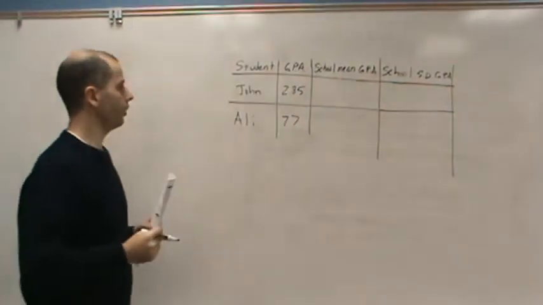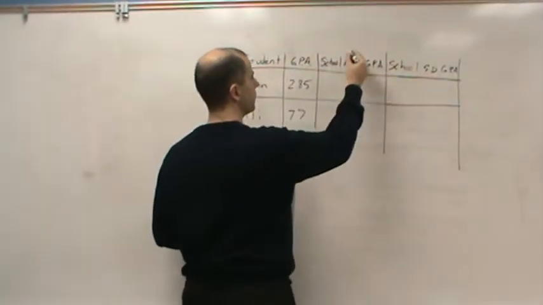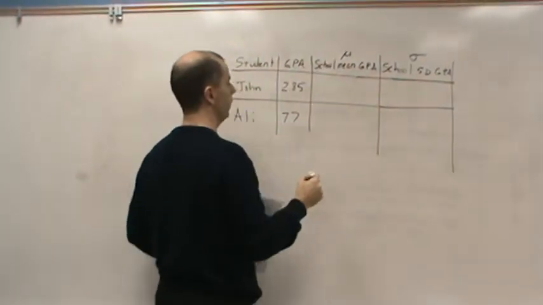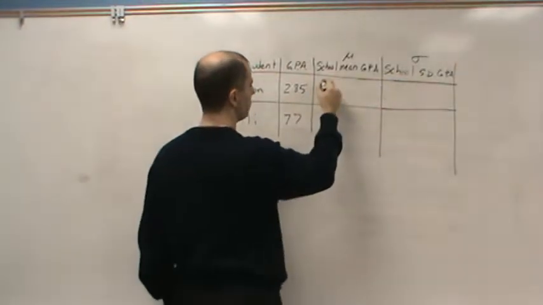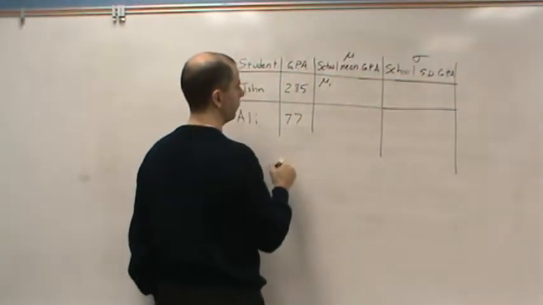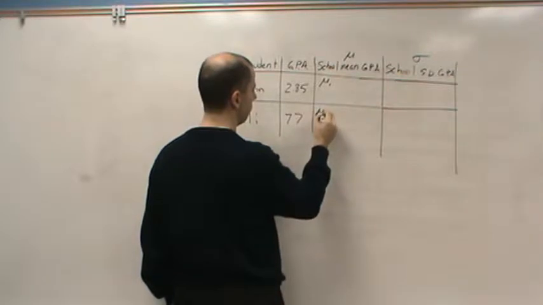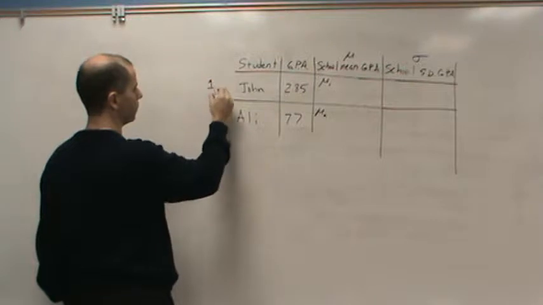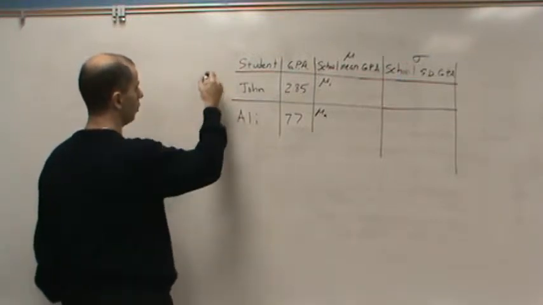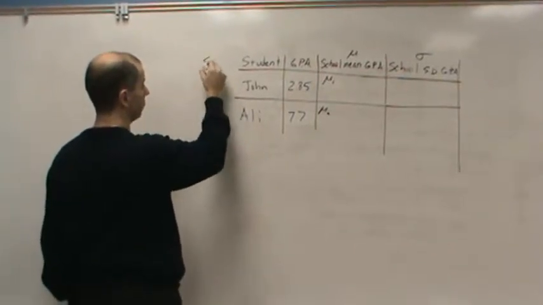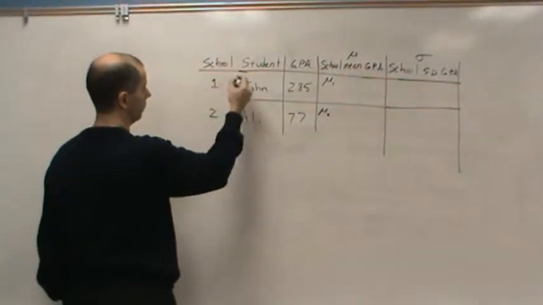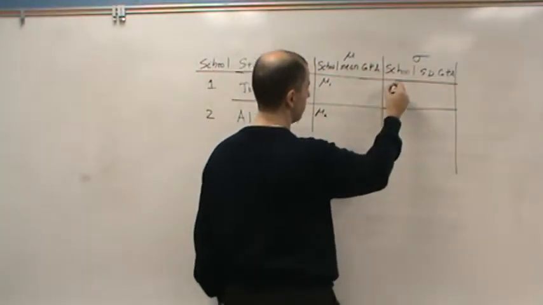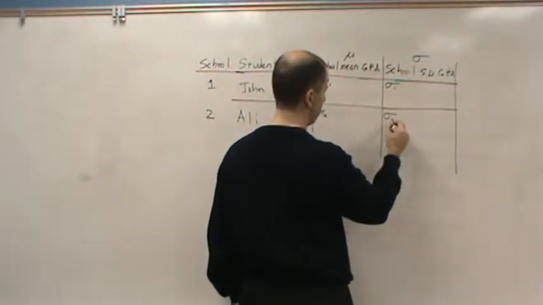Okay. So this is going to be the mean, so think of this as mu, and this is going to be sigma. So think of John as, let's say, mu1, and for Ali, we'll call that mu2. So this is population 1, population 2, school 1, school 2. This is mu1 and mu2, and this would be sigma 1 versus sigma 2.